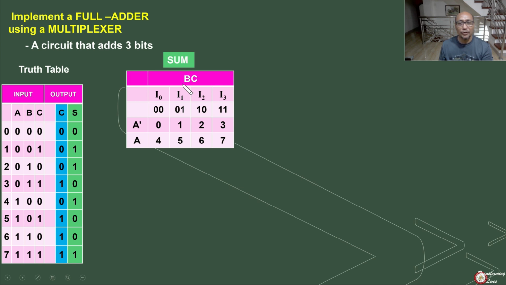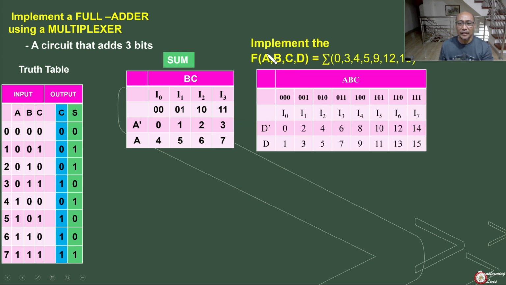Allow me to use BC as the input for our select pin, and A will be used for our inputs I0 to I3. Let's try to compare this with what we did a while ago. When we tried to implement the function F(A, B, C, D) equal to this equation, I selected A, B, and C to be connected to our select pin, and D will be connected to I0 to I7. This time, what I did is to use BC to be connected to the select pin, and A here will be the one to be connected to the input.